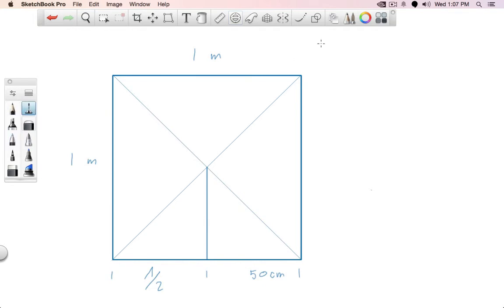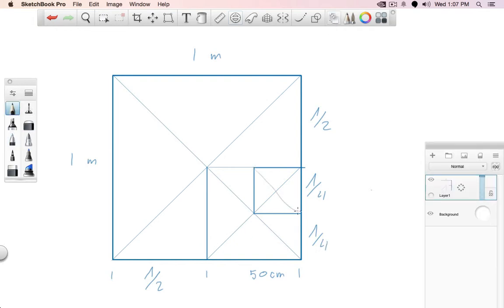Now this square here, I can subdivide one more time. So for example, there, and there, and there. And you see now this is, again, whoops, wrong number, 1/2. This is 1/4. This is 1/4. Obviously, when I subdivide this one more time, then we also have 1/8.